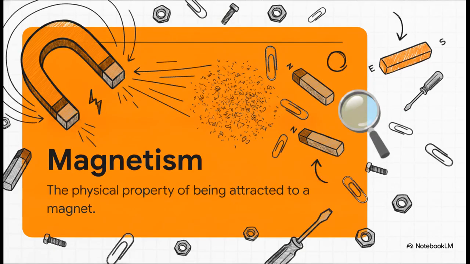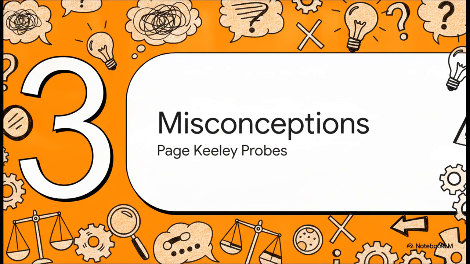Finally, there's magnetism. Students will discover that only very specific materials have the physical property of being pulled toward a magnet. It's a super engaging, hands-on concept. But, as we'll see in just a second, it definitely comes with some predictable cognitive traps we need to watch out for. Which brings us to Section 3, Common Misconceptions.